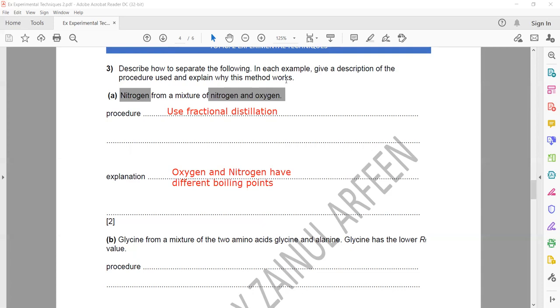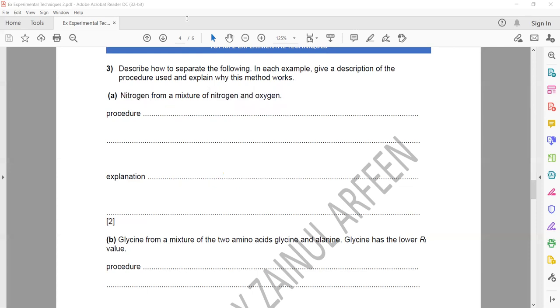how to separate the following? So for the description of the procedure, we use fractional distillation. And why does this method work? Because two or more substances have different boiling points. If the same question was there, if they ask, we want to separate water and alcohol from each other.